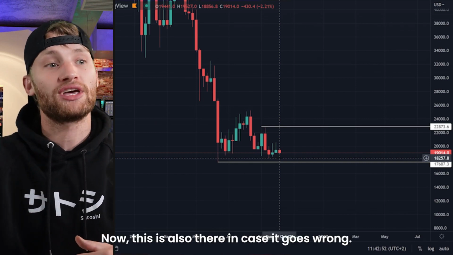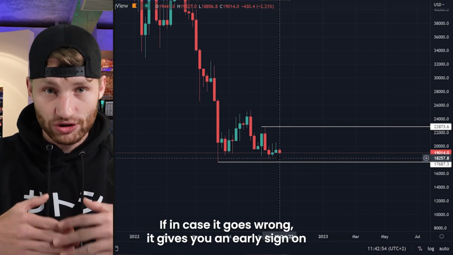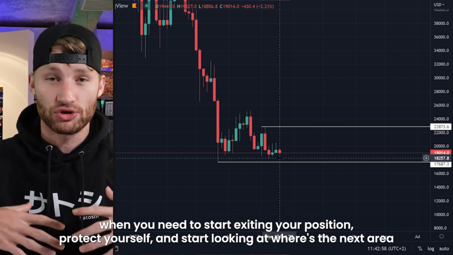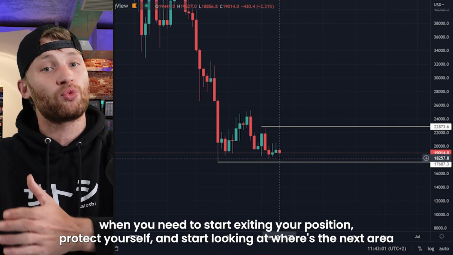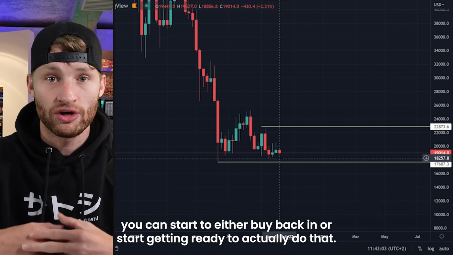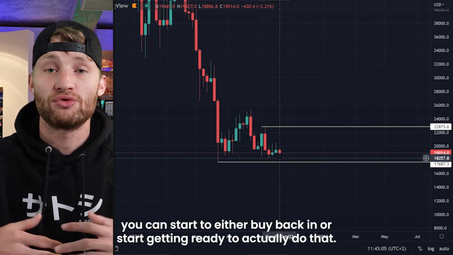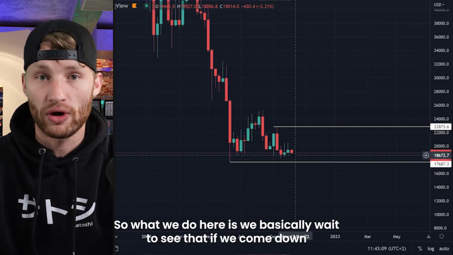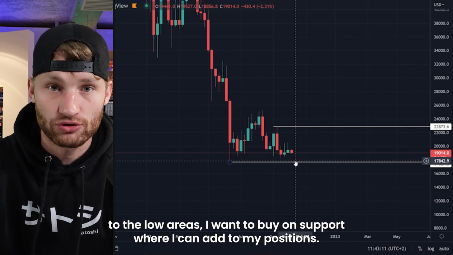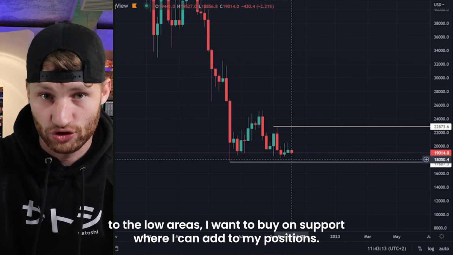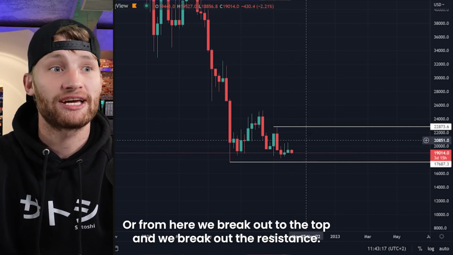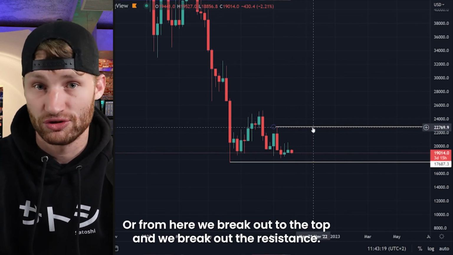Now, this is also there in case it goes wrong. If it goes wrong, it gives you an early sign on when you need to start exiting your position, protect yourself, and start looking at where's the next area you can start to either buy back in or start getting ready to do that. So what we do here is we basically wait to see if we come down to the low areas, I want to buy on support where I can add to my positions, or from here, we break out to the top and we break out of the resistance.